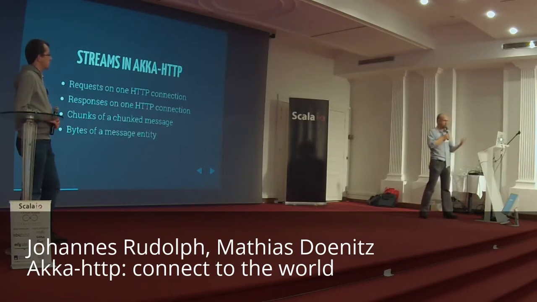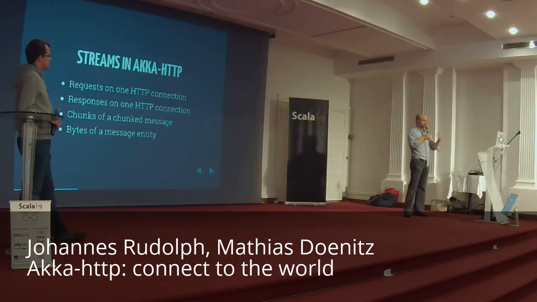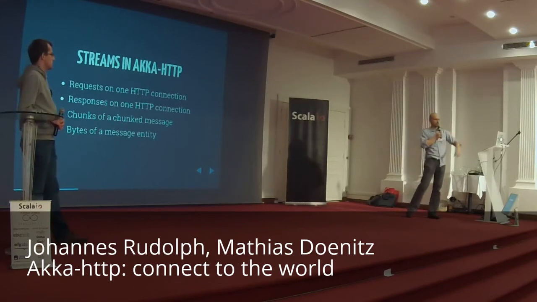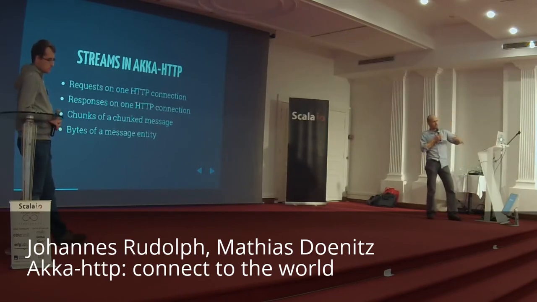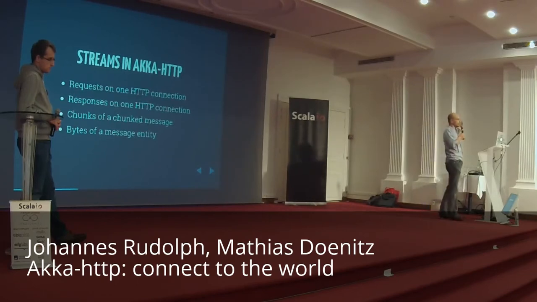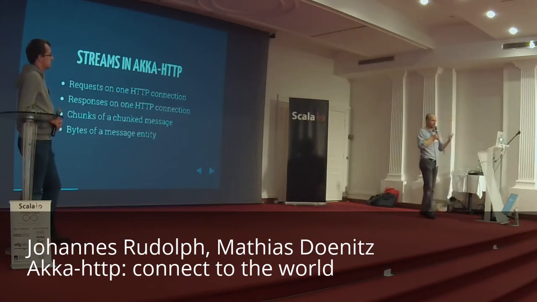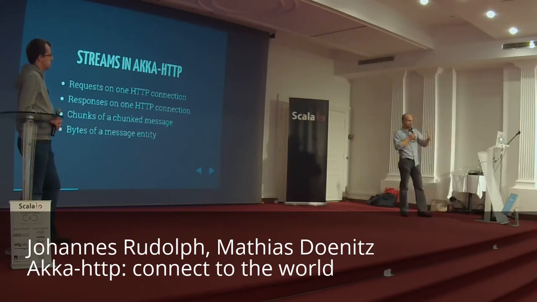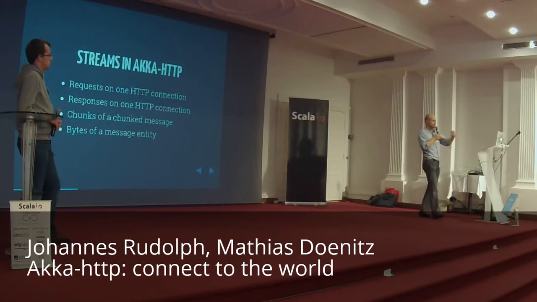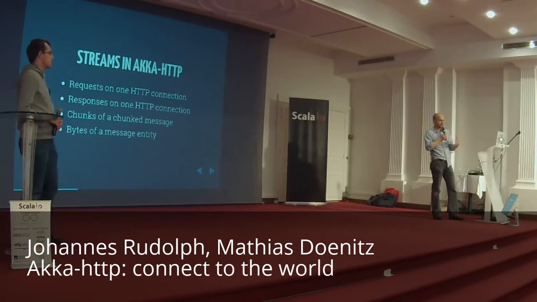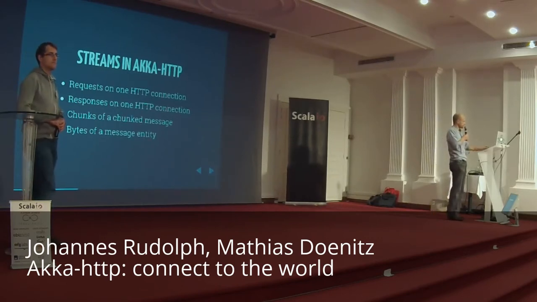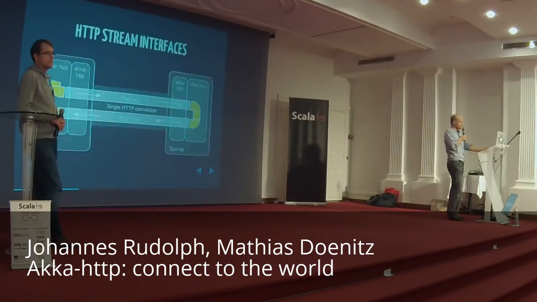In the same way, the responses on one HTTP connection are a stream, right? I can stream them out to the client, and if the client doesn't read them quickly enough, then I'll get back pressure, right? I can't send them, and that needs to traverse across the whole application all the way to wherever the data come from. And then if you think about the bytes of one message, then they're also a stream, right? If I read a request which might have a large entity, a large content, and that could be a gigabyte, I want to read those bytes as I am able to actually digest them. So these are the places where we have streams in Akka-http.